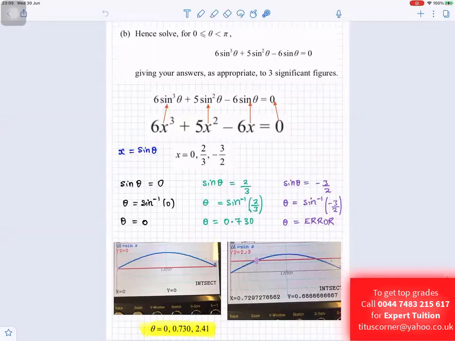Part B, hence solve for 0 less than or equal to theta less than pi, 6 sine cubed theta plus 5 sine squared theta minus 6 sine theta equals 0, giving your answers as appropriate to 3 significant figures. So we can replace sine theta with x. So let x equal sine theta. So that is the same as 6x cubed plus 5x squared minus 6x equals 0.